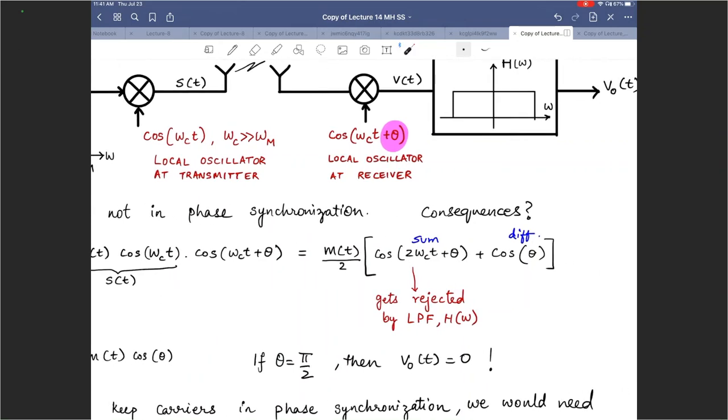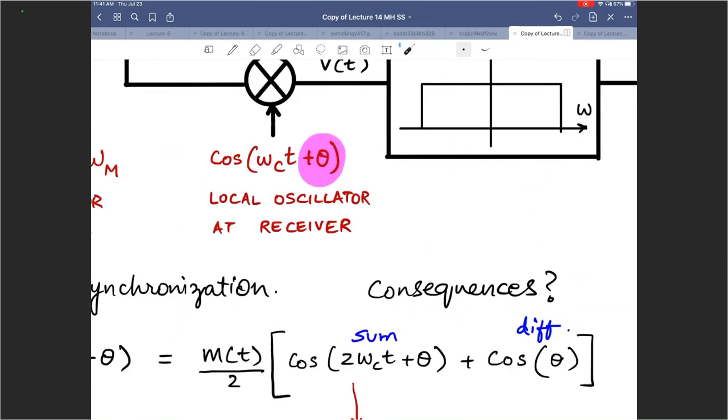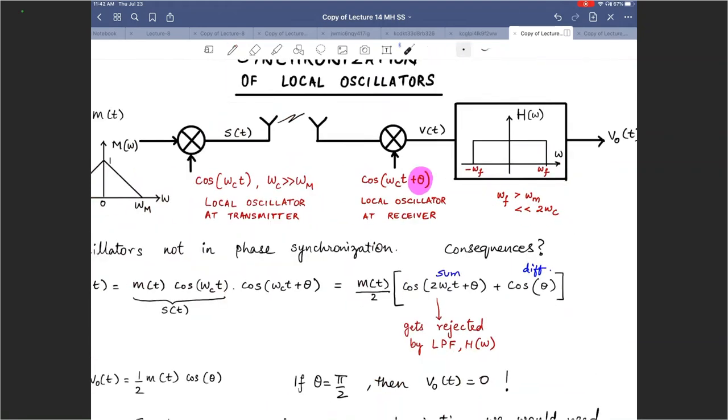If you look at these two terms individually, the sum frequencies are present at 2 omega c. So those get rejected by the low pass filter. Because the low pass filter over here is, what is this supposed to be? If I say omega f here and minus omega f here, I want omega f to be slightly greater than omega m, the message, but I want this to be much, much less than 2 omega c, right? So that gets rejected anyway. So that's fine, gets rejected by the low pass filter.